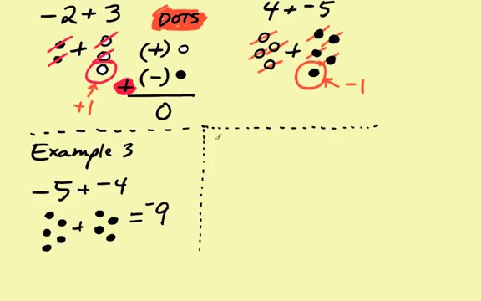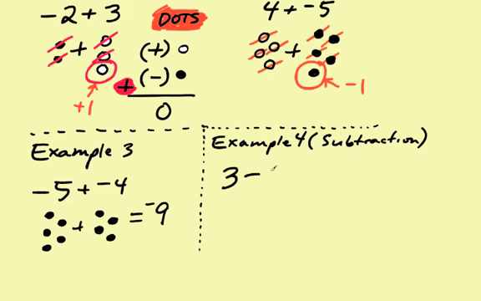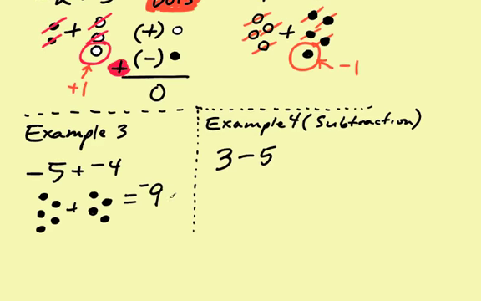Okay, example 4. Now I'm dealing with subtraction, whereas examples 1, 2, and 3 have been dealing with addition. Example 4 is going to be dealing with subtraction. Okay, so let's say I have 3 minus 5. It's straightforward, simple enough.